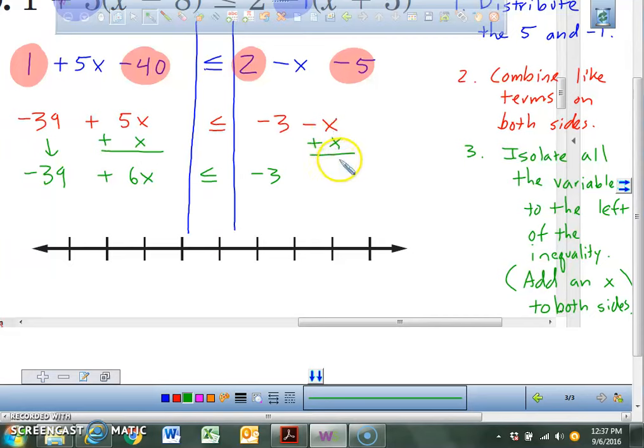We're going to bring down a negative 3. Now this one, what happens to these? These just zero out. So now, do we have all the x's on one side? Now we need to get all the what? All the constants on the other side.